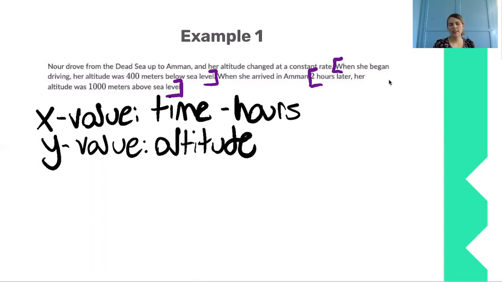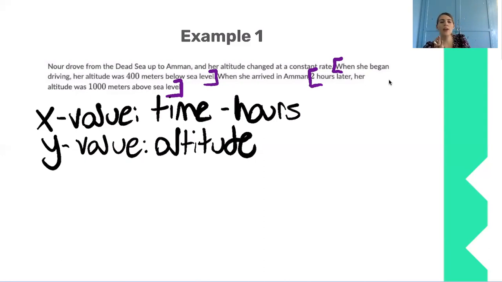It doesn't make sense to put your altitude on your X axis because time is changing at a very consistent standard rate, like an hour's an hour. Your altitude is the variable that is definitely changing as a result of time going on.